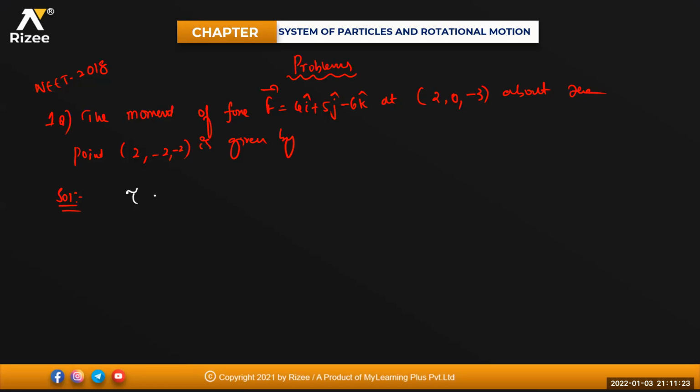What is the torque formula, beta? Tau is equal to your R bar cross F bar, cross product. Isn't it? That means I'll be using the relation of your I cap, J cap, and K cap. Okay. So R value is how much, beta? You're starting from your origin. The moment of the force is at 2 comma 0 comma minus 3, about the point 2 comma minus 2 comma minus 2.